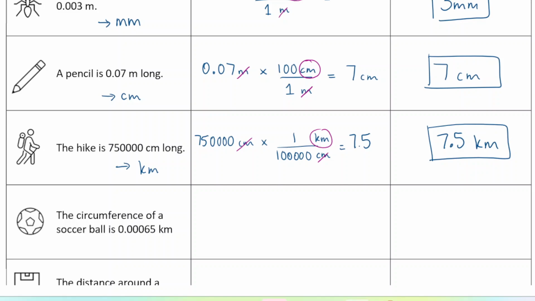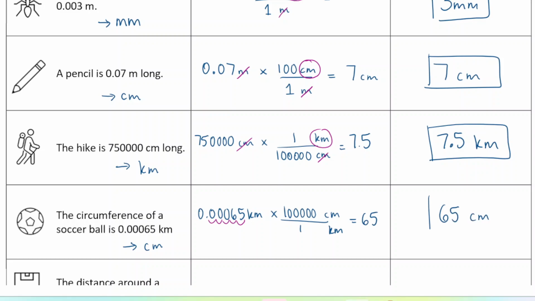Okay, the circumference of a soccer ball is 0.00065 kilometers. That sounds ridiculous. We're going to change it into centimeters. So 0.00065 kilometers times, so this time it's the opposite of what we did in the previous question. There's 100,000 centimeters in 1 kilometer. That's going to move the decimal over 5 times. 1, 2, 3, 4, 5. The circumference of the soccer ball is 65 centimeters.